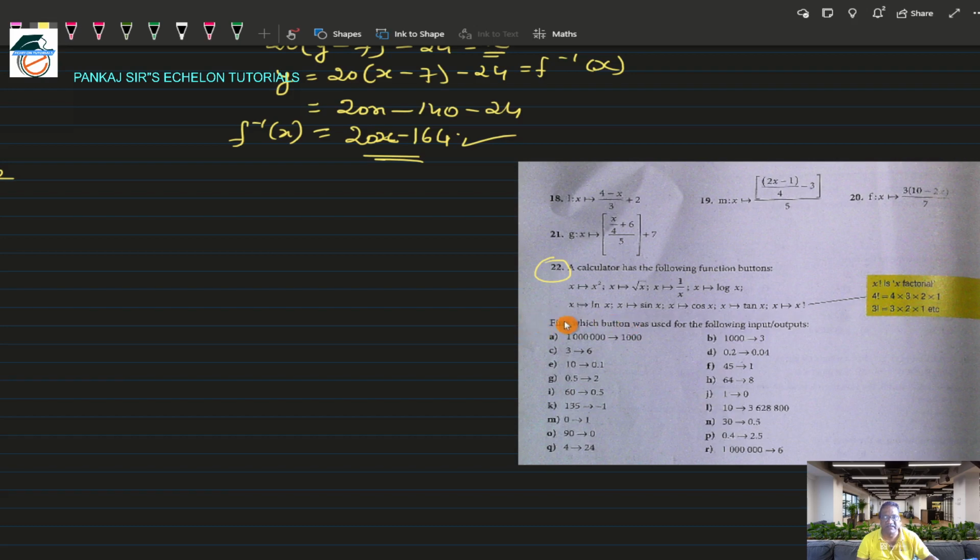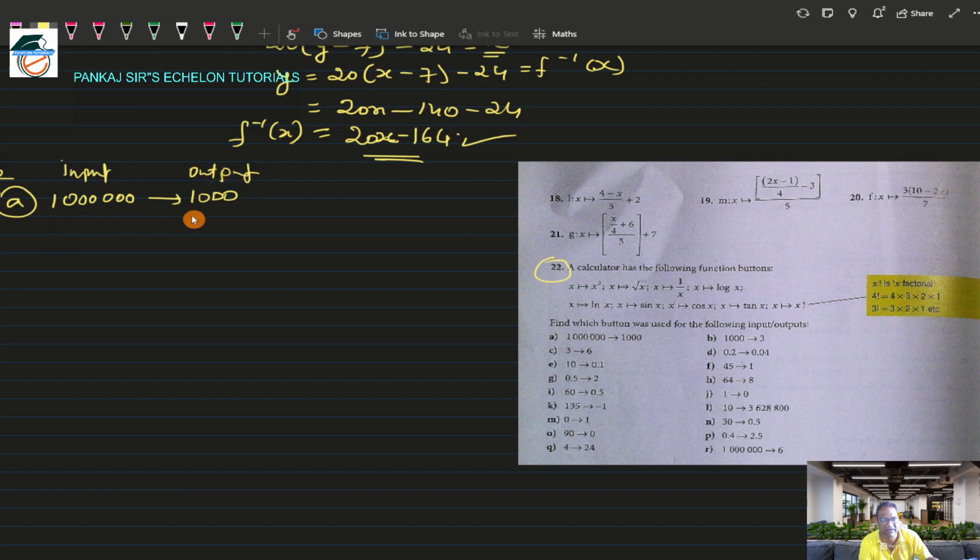And these are the questions. So what is the question? First try to understand that. Find which button was used for the following input output given here. For the first sub question A, the input given is 1 and 6 zeros, arrow mark 100,000. Now this is the input and this is the output.